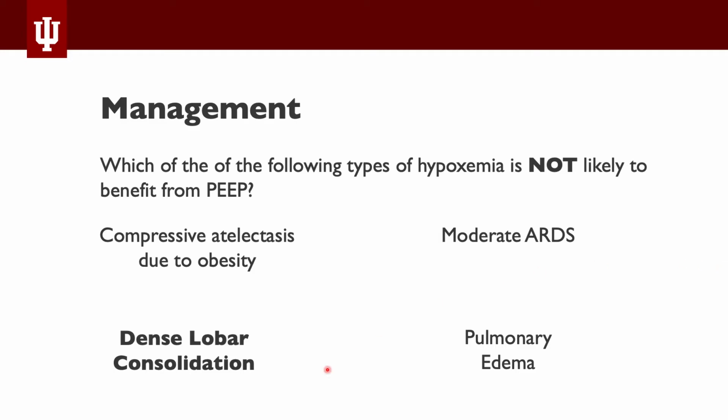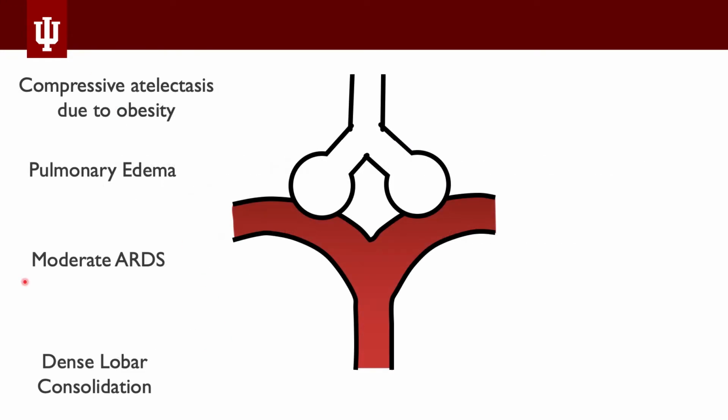So the answer here is a dense lobar consolidation. And to explain this, we are going to go back to our diagram. So here are our answer choices right here. This is our typical diagram. So let's look at compressive atelectasis. If we have compressive atelectasis, then we have alveoli that are essentially completely collapsed. It's not really drawn as collapsed here. This is the best I could do.